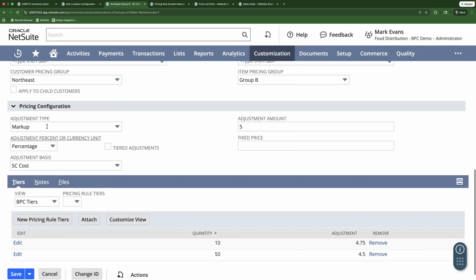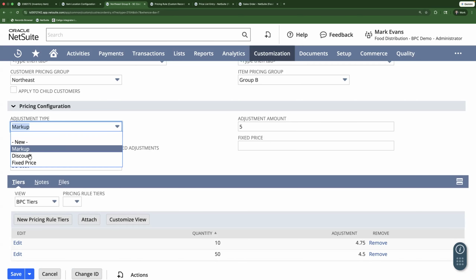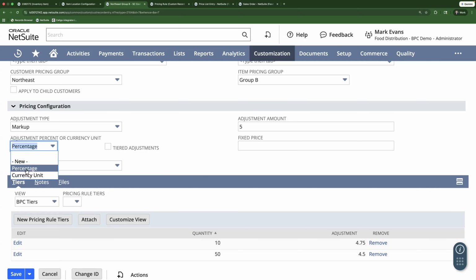Then we have the pricing configuration. We have the option to do either a markup, a discount, or a fixed price. If it is a markup or a discount, we then indicate whether or not we are doing the markup or discount on a percentage or dollar basis. If you're in other currencies, it would be in those currencies. And then the basis. And this is where the two solutions really come together.